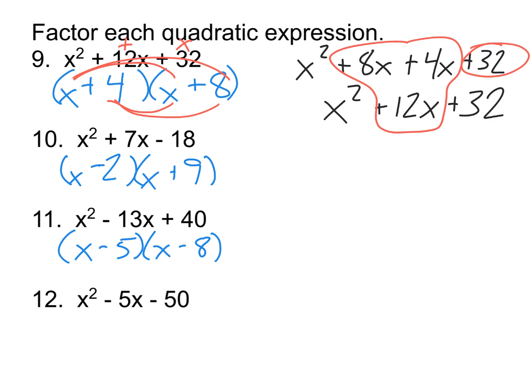And finally, for number 12, write out what the factored form of that one would look like. You should be getting x plus 5 times x minus 10. Because again, the two numbers that add to negative 5 and multiply to negative 50 were 5 and negative 10.